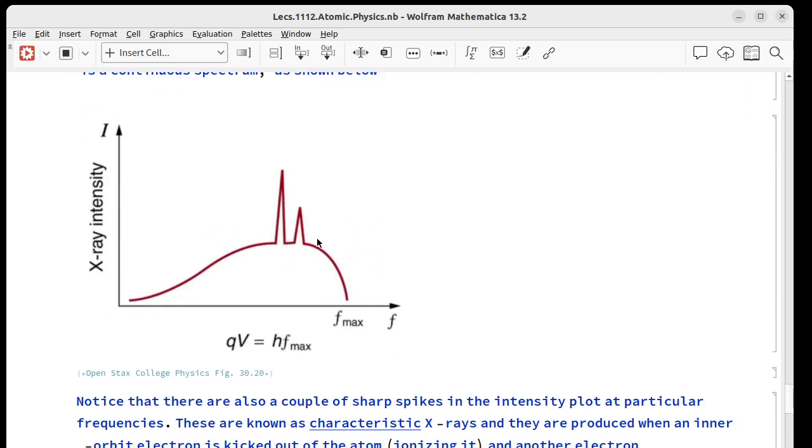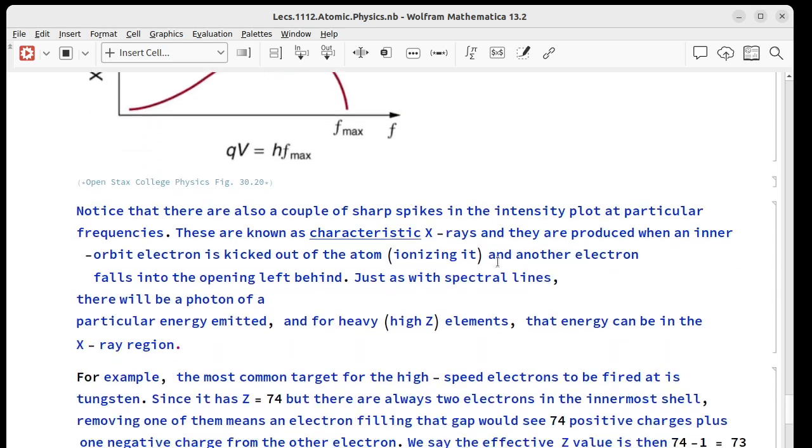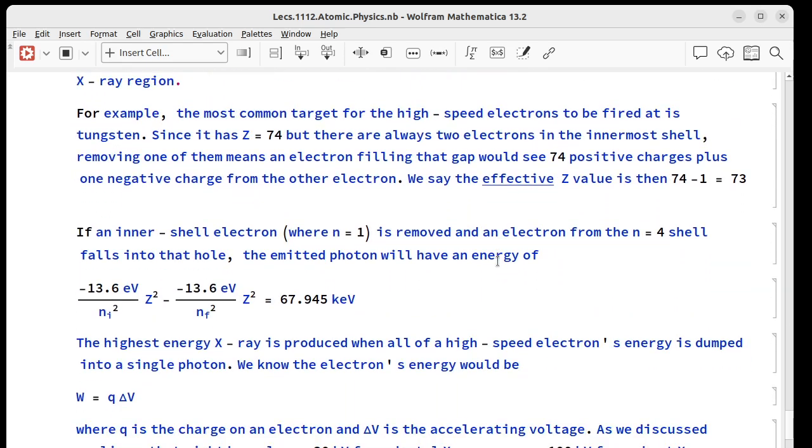And notice there are a couple of spikes here, which is weird. These are called characteristic X-rays. And what's happening there is this electron flying in knocks into an inner shell electron in the target material. That electron gets kicked out, but some other external electron drops in, and when it does, it emits what would be a spectral line, only in the X-ray region. So there's a particular energy we get out of this transition, just like we get particular energies out of transitions in the visible.